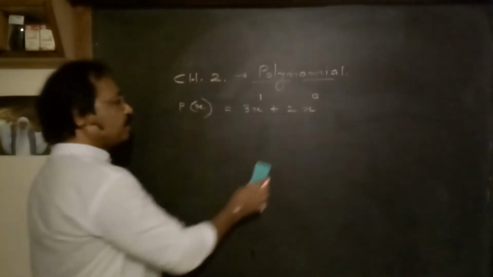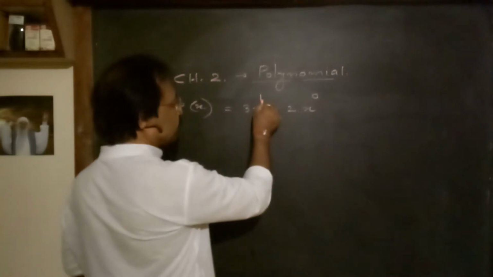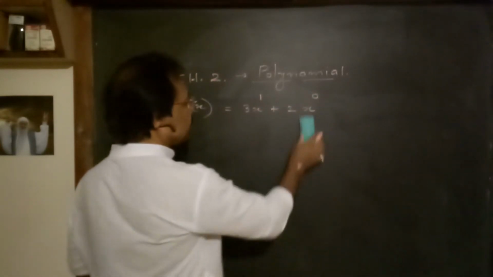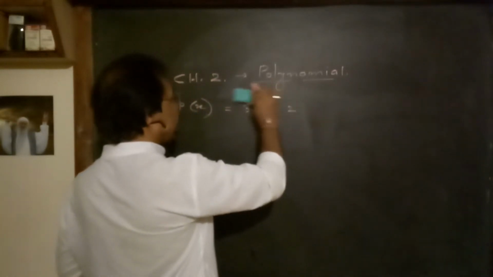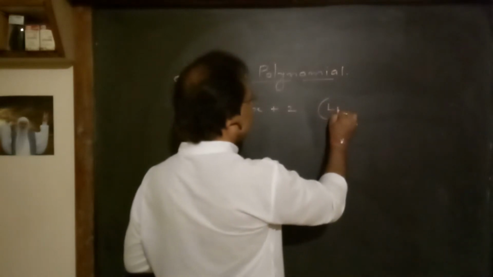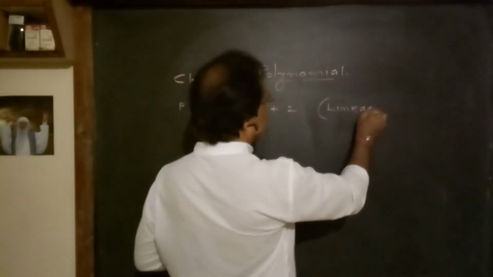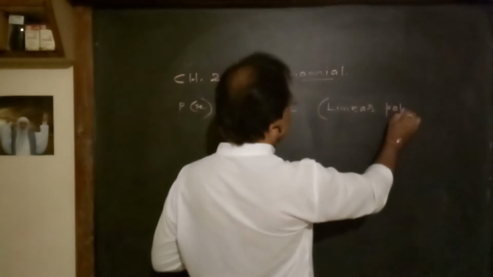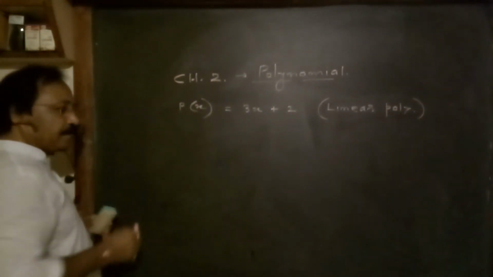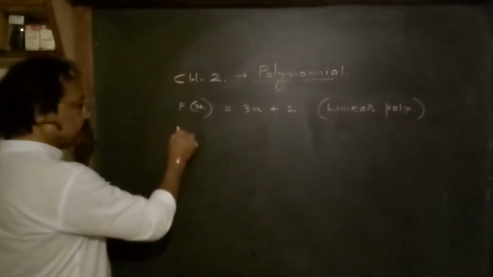Now in this polynomial you see what is the highest power of x? It is 1, and here it is x to the power 0, and therefore the highest power of x is 1. And whose highest power of x is 1, that is called linear polynomial. We are discussing the types of polynomials.